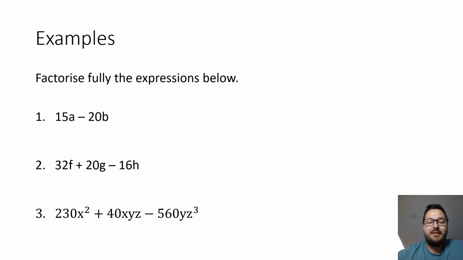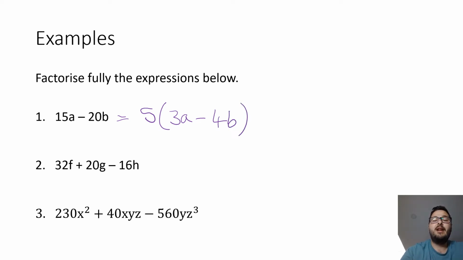Okay, so number 1. We've got 15a minus 20b, so we want a common factor. 15 and 20 are both in the 5 times table, so this is 5. Open up my brackets. 5 times what makes 15? Well, 15 is 5 times 3. We've got our a, remember. If you're pulling out the numbers, the letters stay the same, so that a stays the same. We've got a minus, and then 5 times 4 is 20, and then we've got a b. So that's 5 brackets, 3a minus 4b.